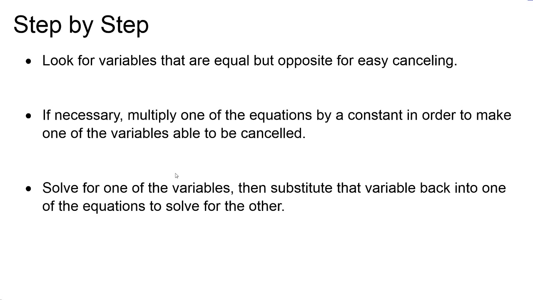Sometimes systems aren't going to have any equal or opposite variables, or they're not going to have any that are equal at all. So you have to multiply by coefficients in order to cause one of those to be equal, and then you can start canceling. Then you're going to solve for one of the variables and substitute that back into one of the equations to solve for the other.